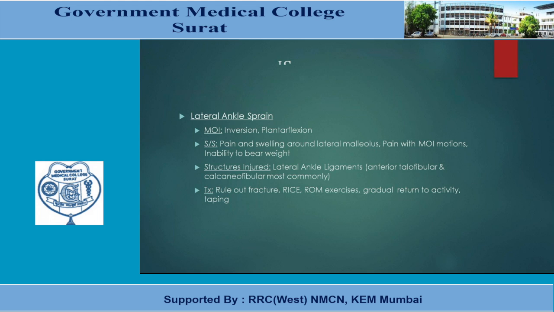Treatment: rule out a fracture. To rule out a fracture, we have to do an X-ray of the ankle joint, with anterior, posterior and lateral views. Then RICE. What is RICE? R means rest, I means ice application, C means compression and E means elevation. There is always soft tissue swelling, so you have to rest, apply ice, compress with a crepe bandage, and elevate the foot to decrease the swelling. After the swelling and pain reduce, you have to do physiotherapy exercises and gradually return to activity.